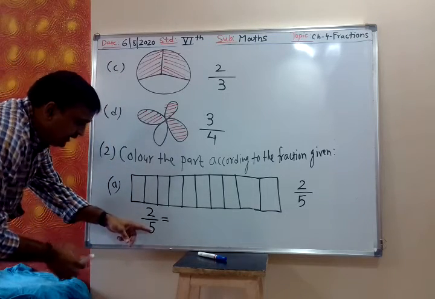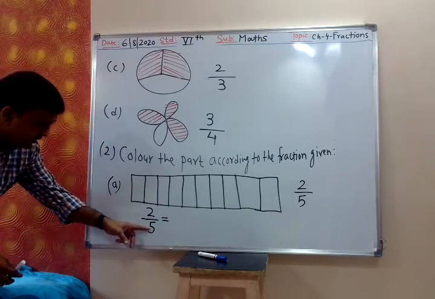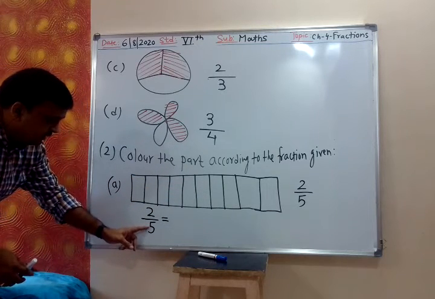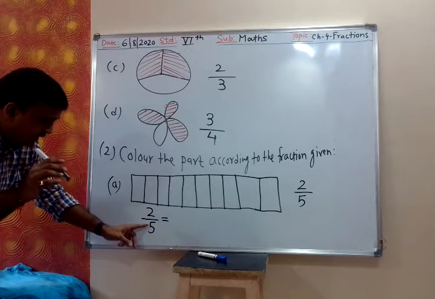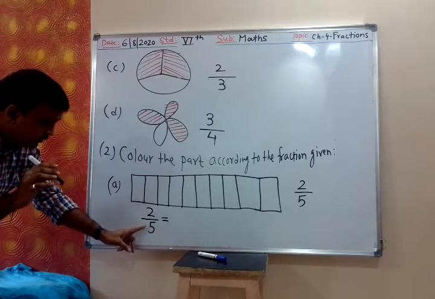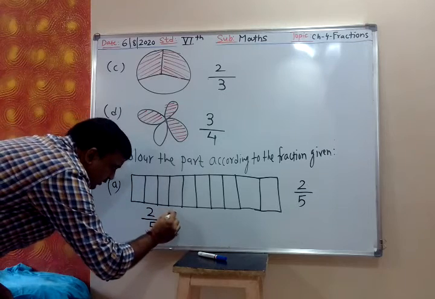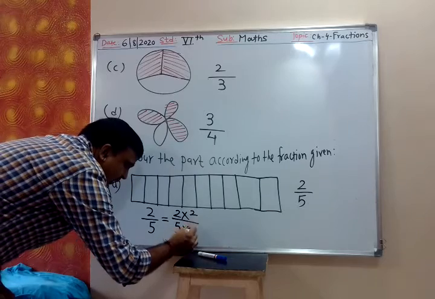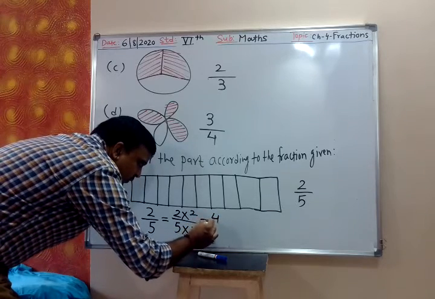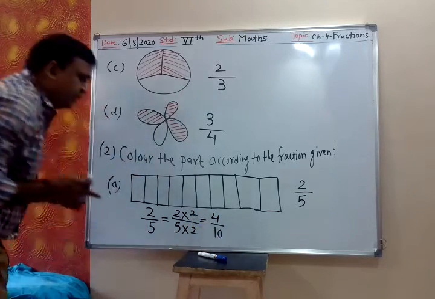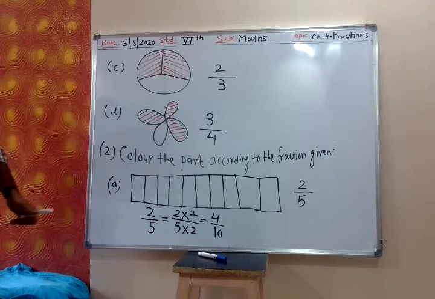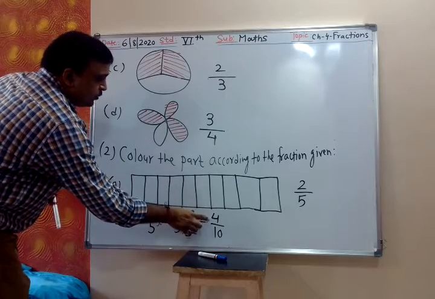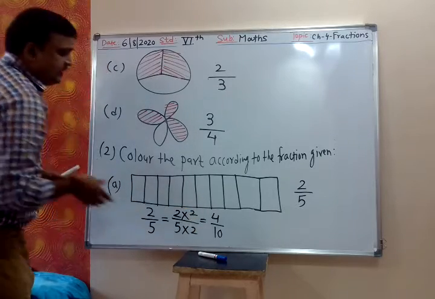So I want 10 in the denominator, since there are total 10 parts. So I will multiply the denominator by 2: 2 into 2 upon 5 into 2, that is 4 upon 10. You have to do that because I want denominator 10. So 4 upon 10 means 4 shaded parts out of 10 parts.